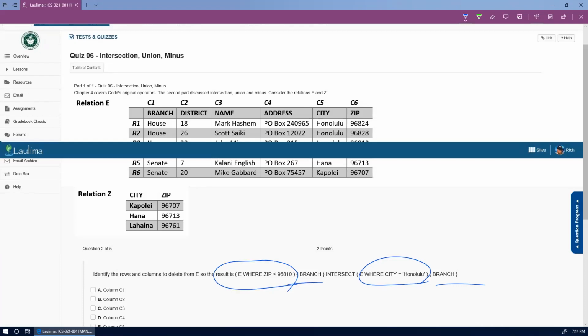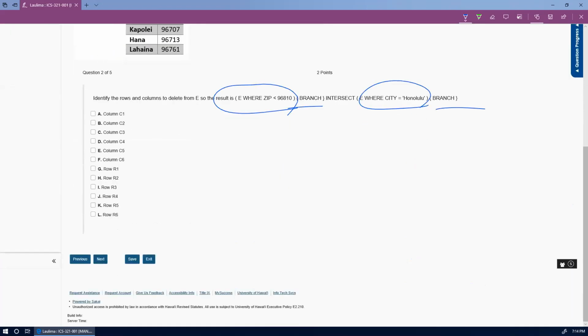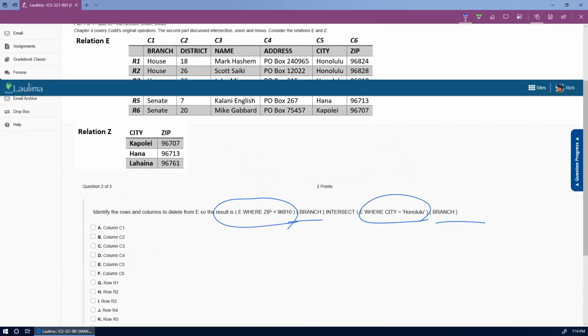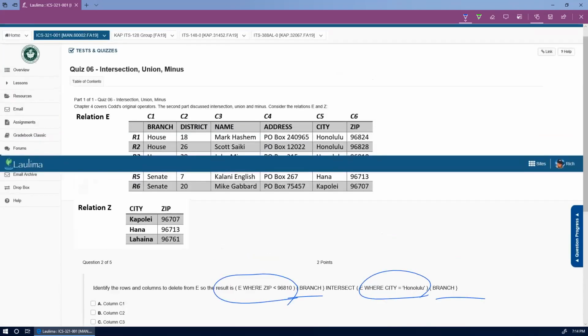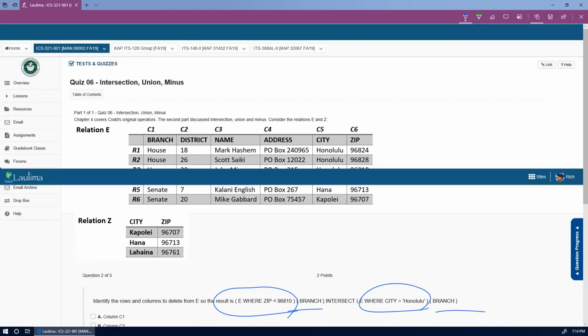less than 96? I wonder why I can't. I wonder why it looks like that. That is so weird.